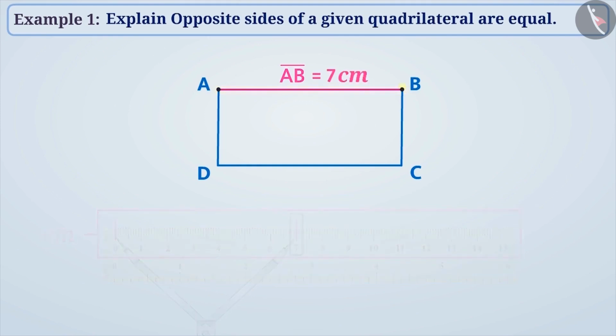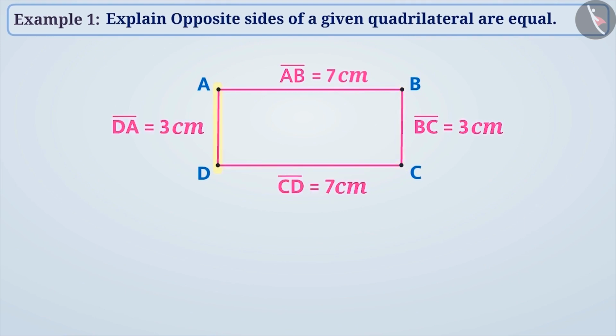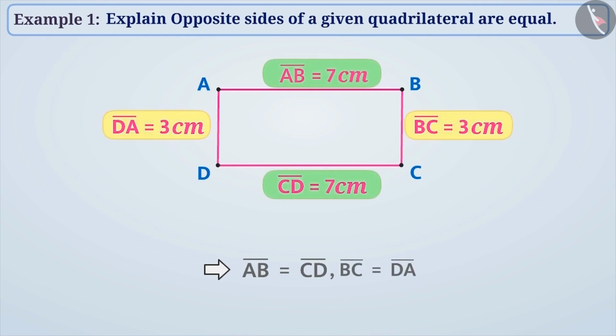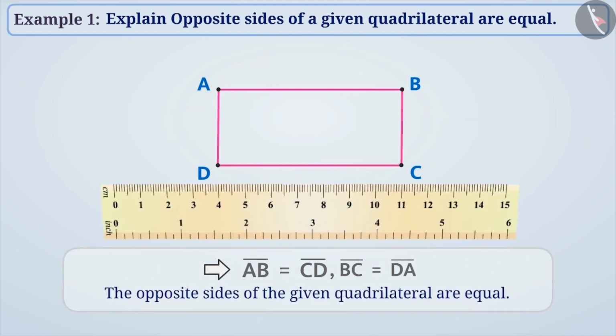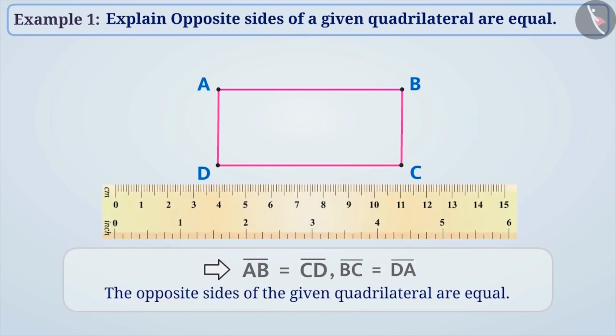Using the same method, we know BC is equal to 3 centimeters, CD is equal to 7 centimeters, and DA is equal to 3 centimeters. Looking at the measurements, we can say that AB is equal to CD and BC is equal to DA. That is, the opposite sides of the given quadrilateral are equal. We can also measure the length with the help of a ruler, but we will have to take some precautions.